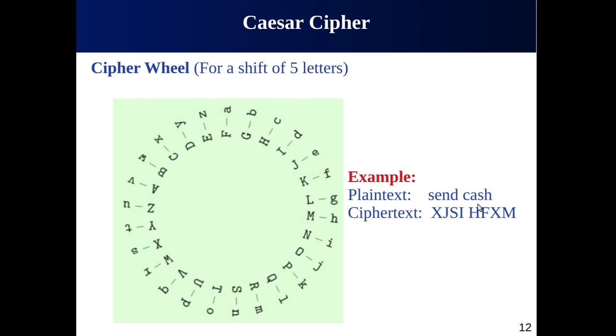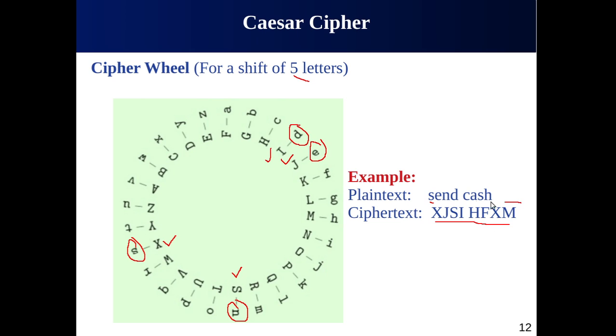So we have an example. Send cache. If you want to send this plain text in encrypted form, if you want to encrypt it by using the Caesar cipher, then the generated ciphertext is like this. How do we generate it? By using the key 5. S will be replaced with X. E will be replaced with J. N will be replaced with S. And D will be replaced with I.